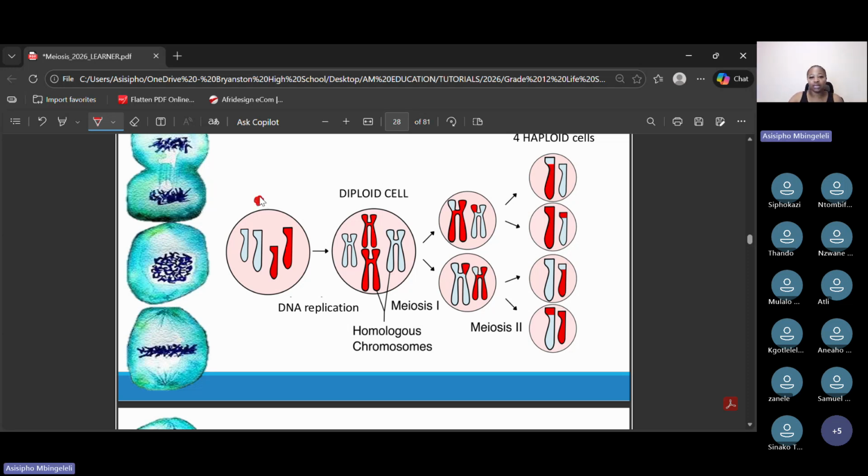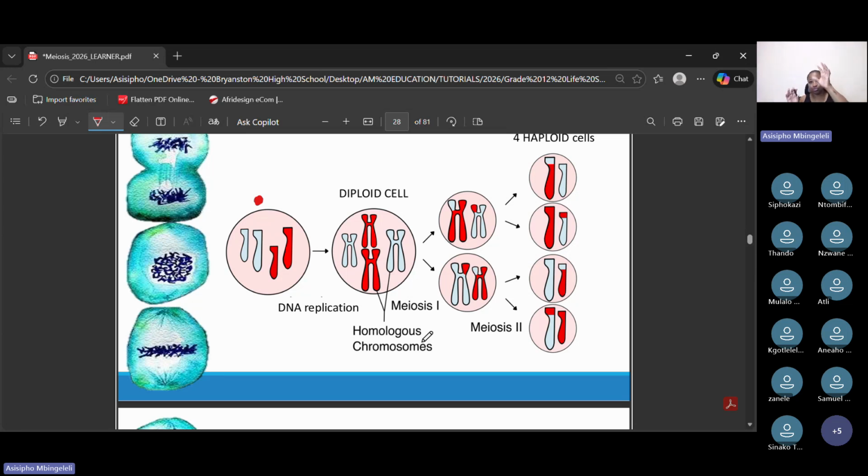Tombi Futi, how many chromosomes? Okay. Zanele, how many chromosomes do we have here? Or anyone, guys? We have 4. 4 chromosomes. Now, these chromosomes in meiosis are going to be in pairs.